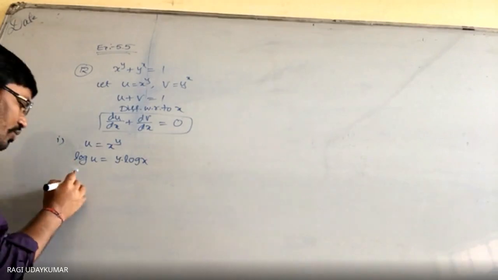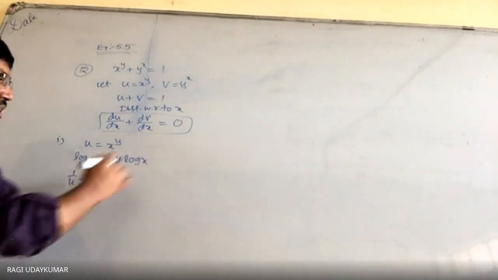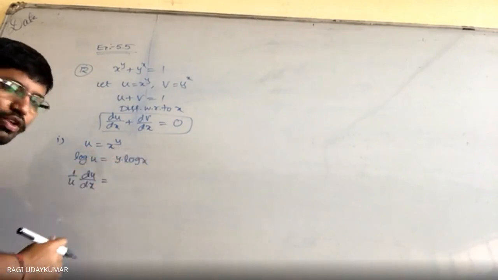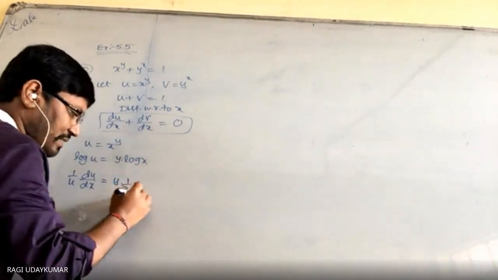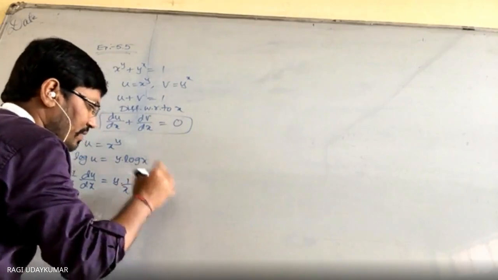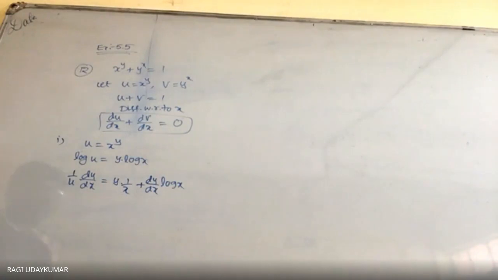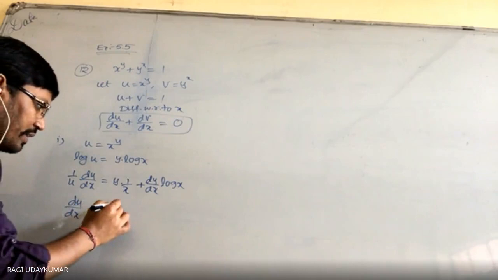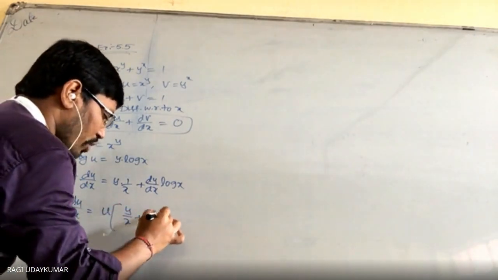So now what you have to do? 1 by u du by dx is equals to differentiation of this one, in the form of the UV method. First one into second one differentiation: 1 by x plus second one differentiation is dy by dx, and this log x is as it is. Now here you are going to get du by dx is equals to u into y by x plus dy by dx into log x.